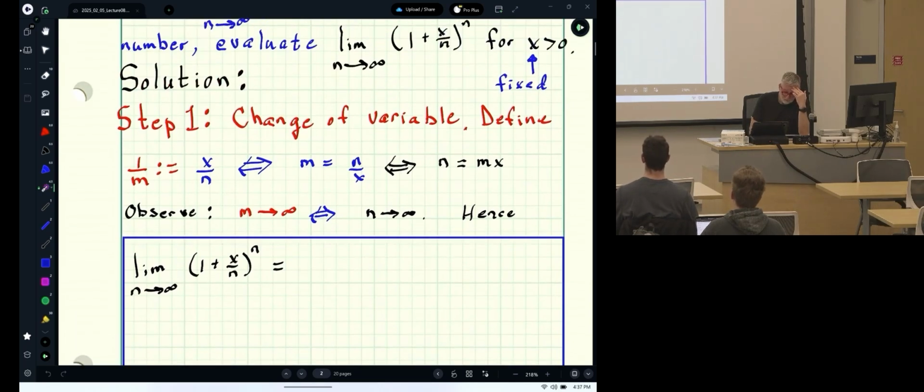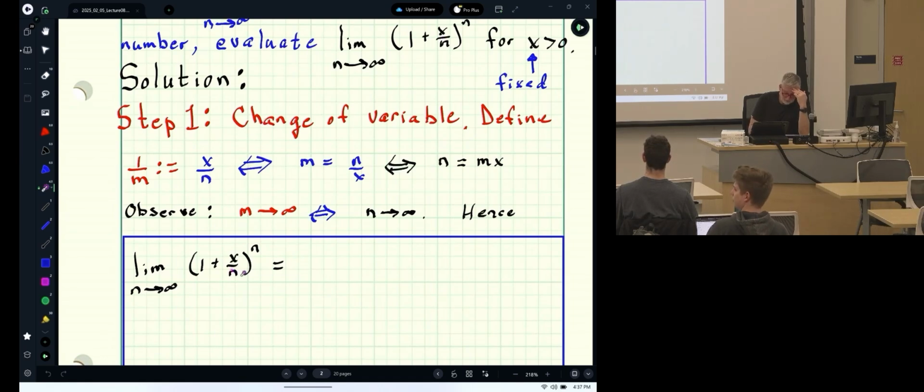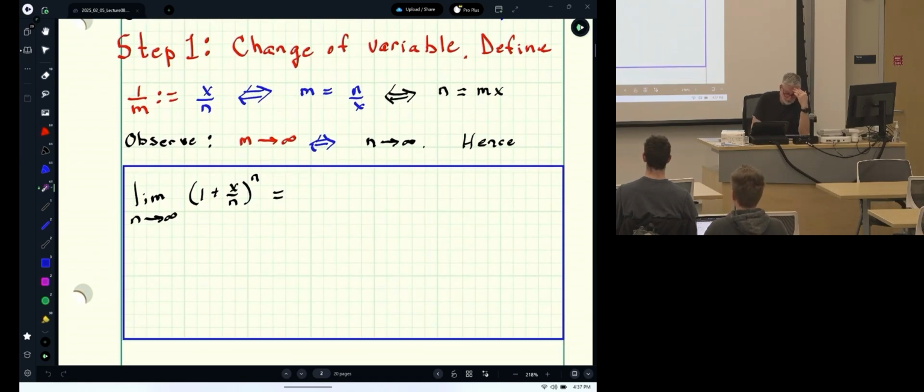Let's make a change of variable here. I've copied the limit down here. Make a change of variable. We don't know how to handle this, but if it looked like 1 over m, so that's the thought process, we would know what to do with this. So introduce 1 over m equals x over n, and then you figure out that n is m times x.